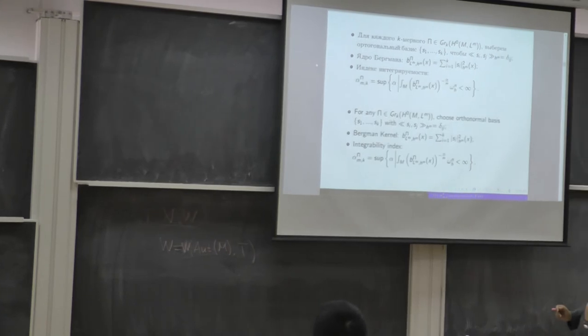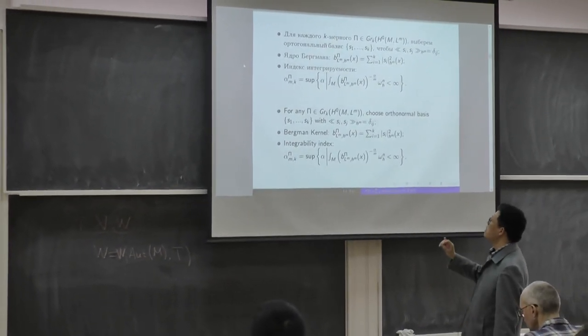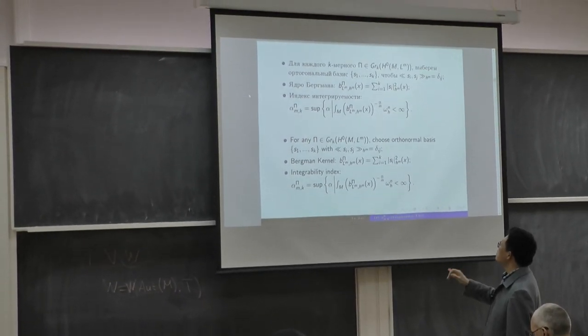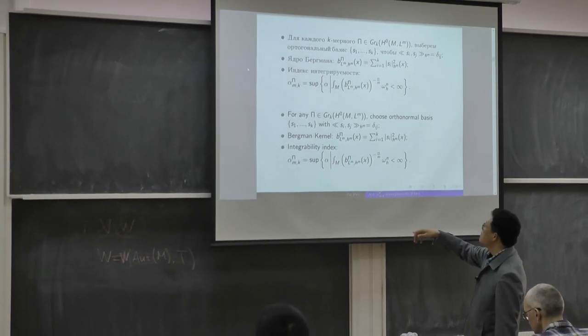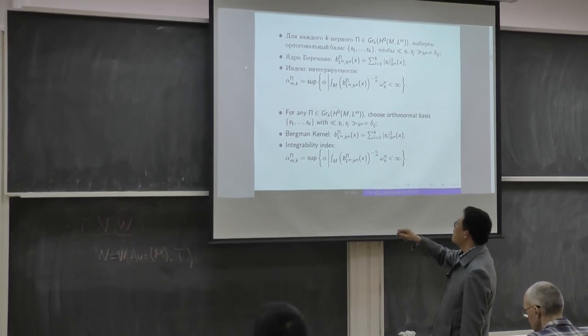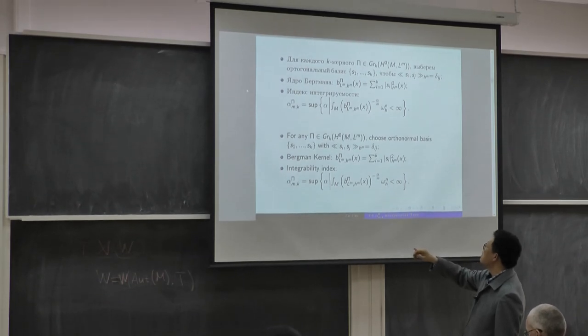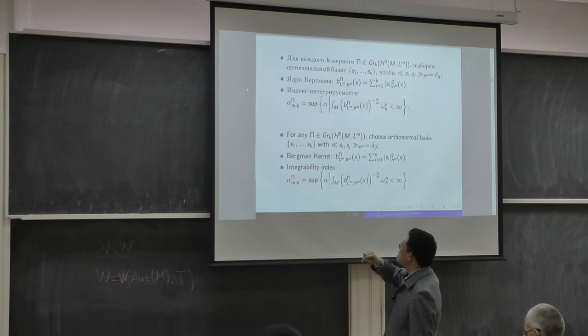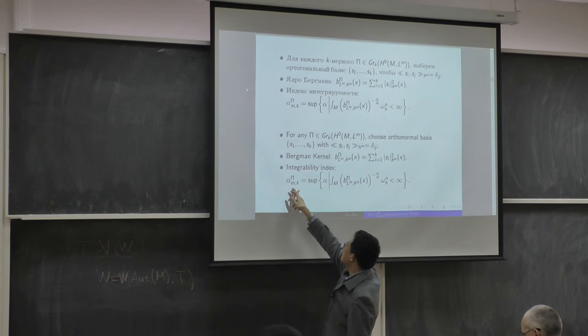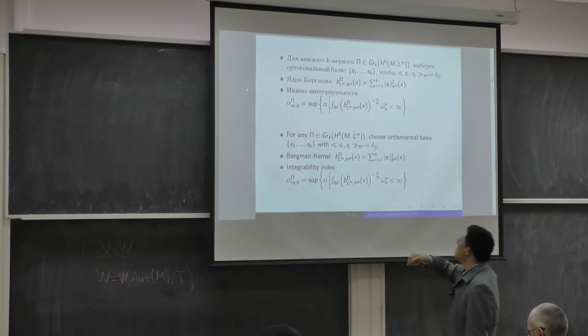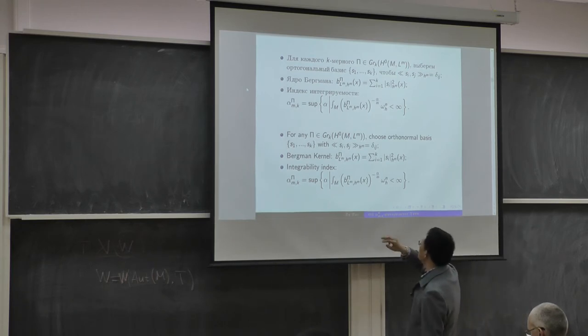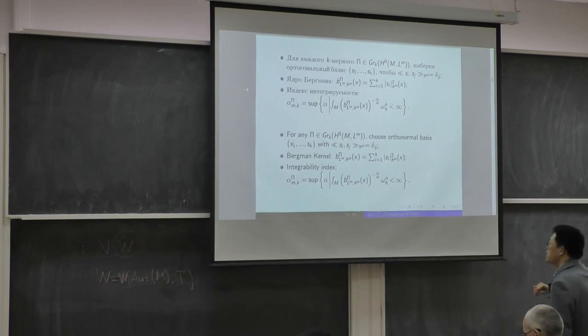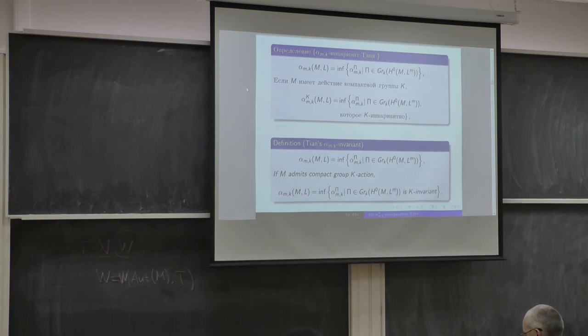So for any k-dimensional subspace of H^0(L^m), I write it as a Grassmannian point. We can choose in it an orthonormal basis, I denote by s_1 to s_k, and we can express the Bergman kernel like the pointwise norm squared analytic sum. Then we define an integrability index for L^m and the k-dimensional space to be the supremum of alpha such that this integral is finite. And that is the definition of Tian's alpha_{m,k} invariant.